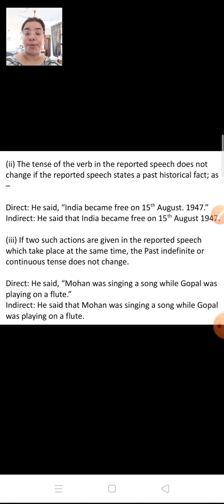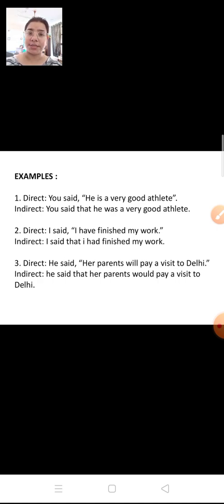If two such actions are given in the reported speech, which take place at the same time, the past indefinite or continuous tense does not change. Now for example, he said Mohan was singing a song while Gopal was playing on a flute. Here they are saying that if something happened in the past and was happening simultaneously, that means two things were going on at the same time, then the past indefinite or continuous tense will not change. Now both are going on together. That means when Mohan was singing, Gopal was playing on a flute. The tense here will not be changed. It will remain continuous: he said that Mohan was singing a song while Gopal was playing a flute. You should remember that the past continuous will not change.